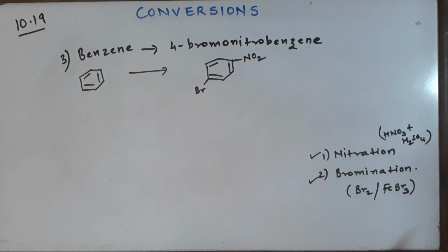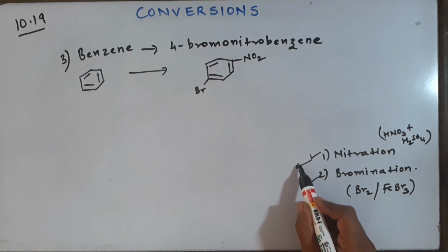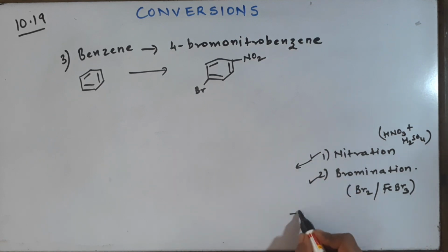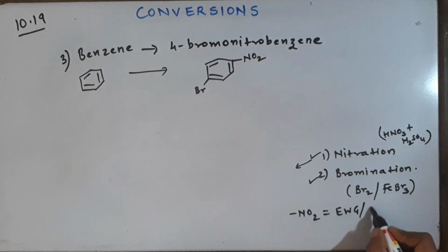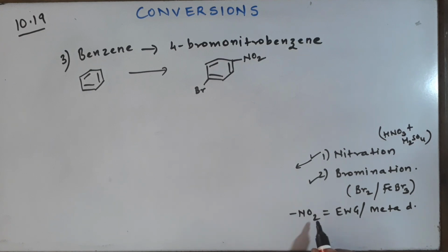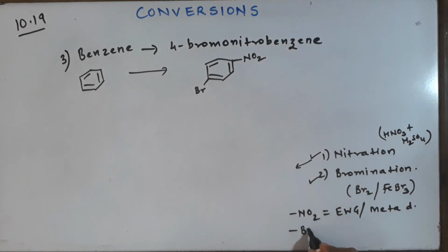Now listen here attentively. If we do nitration first, then the nitro group will get introduced, and the nitro group is going to be an electron withdrawing group and it is going to be a meta directing group. So we will not do nitration first because it will start giving me meta products in the second step. I will do bromination first because bromine is going to be an electron donating group via resonance, and hence it will be an ortho para directing group.